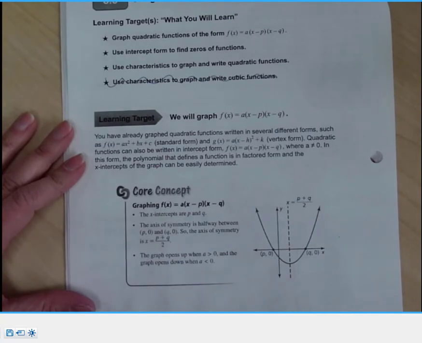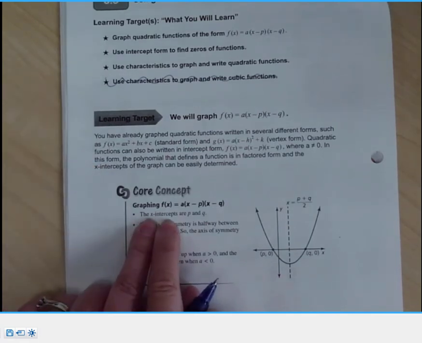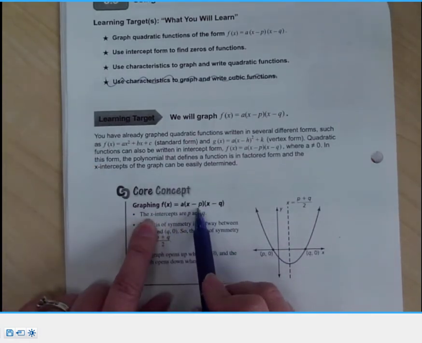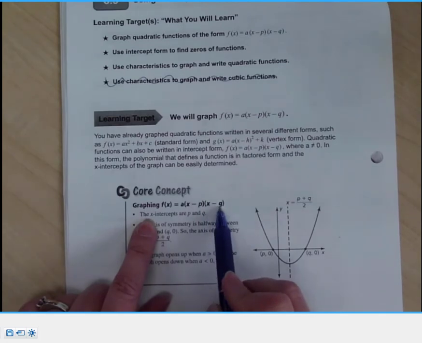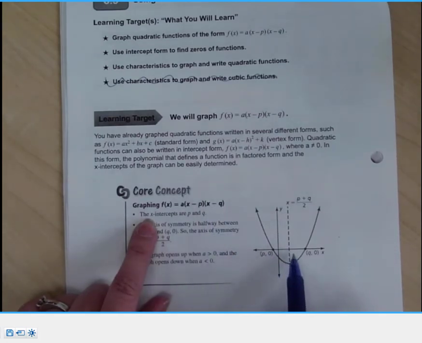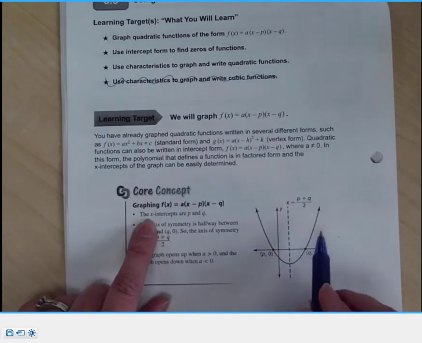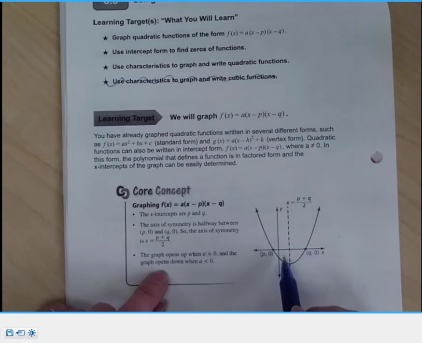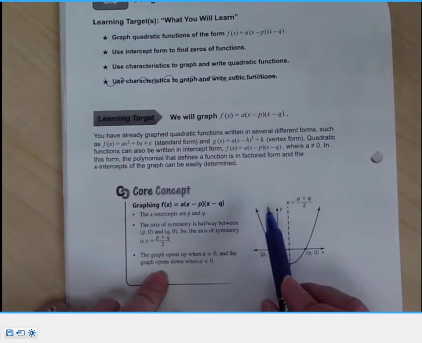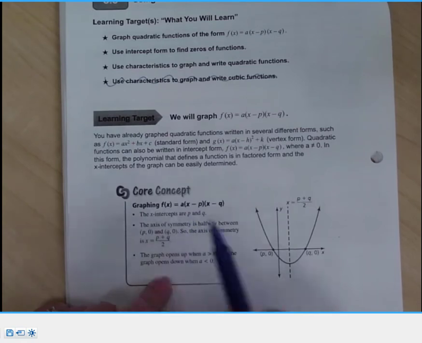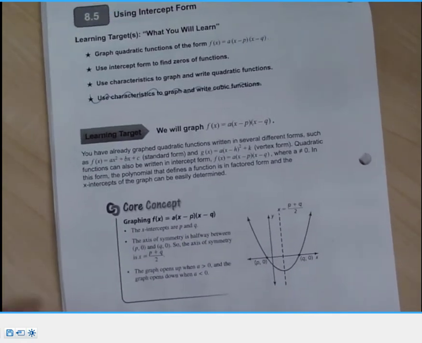So we've graphed quadratic functions in different forms. Now we're going to take a look at this one. We call it intercept form because the intercepts are actually P and Q. This will give me point P, this will give me point Q. Notice these are the x-intercepts where it crossed the x-axis. When I go to find the vertex, that's going to be the average of these two, so we're going to add those up and divide by 2. Okay? Now, I know the graph's going to go up because A is positive.